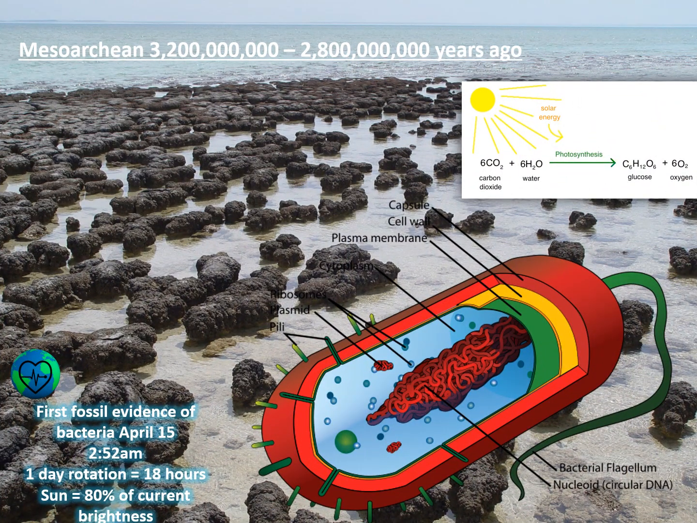Now on to the Mesoarchean. April 15th marks the oldest fossils that have been found of bacteria. Straddling the Paleoarchean and the Neoarchean was an evolutionary advancement that enabled these initial prokaryotes to use sunlight, water, and carbon dioxide to produce sugars for food along with oxygen.